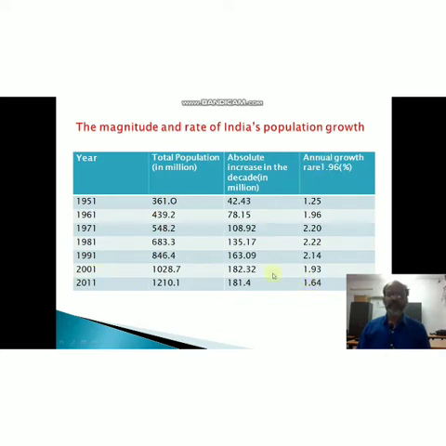In 2001 it was 1.93%, and in 2011 it is 1.64. That means how many people are increasing annually? In 100 people, near about, here we will see in 1991 2% are increasing, and then in 2001 and 2011 the annual growth rate is declining: 1.93 in 2001, and in 2011 it is 1.64%.